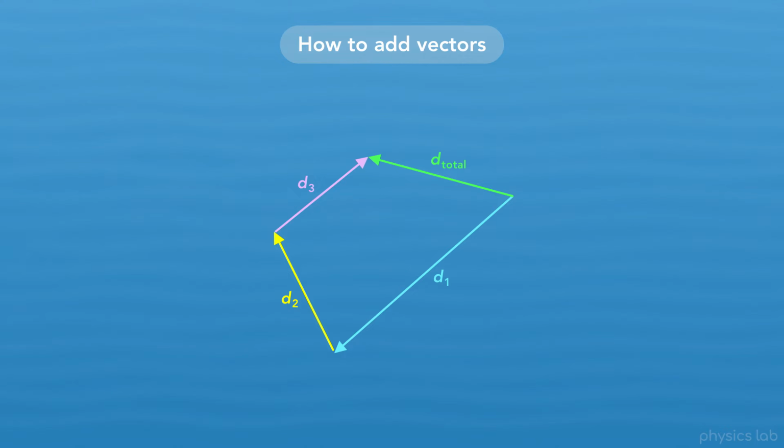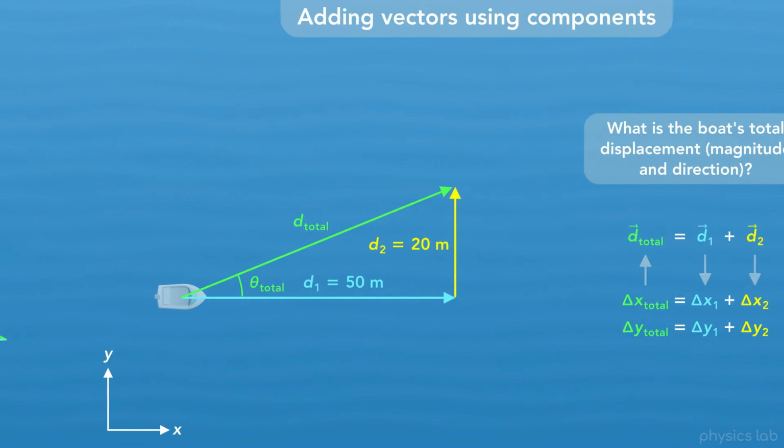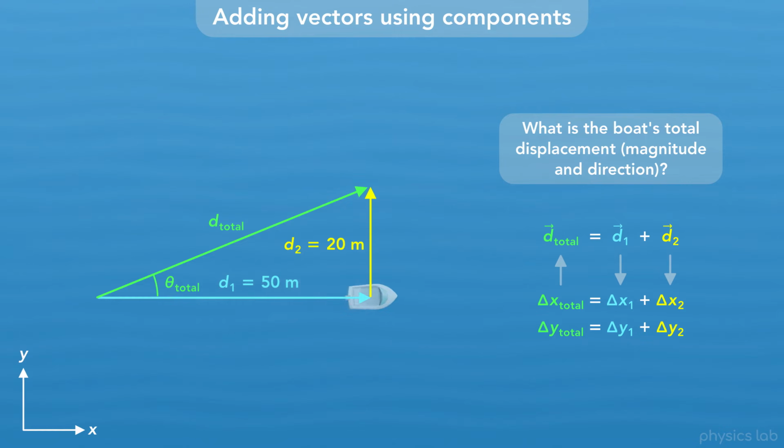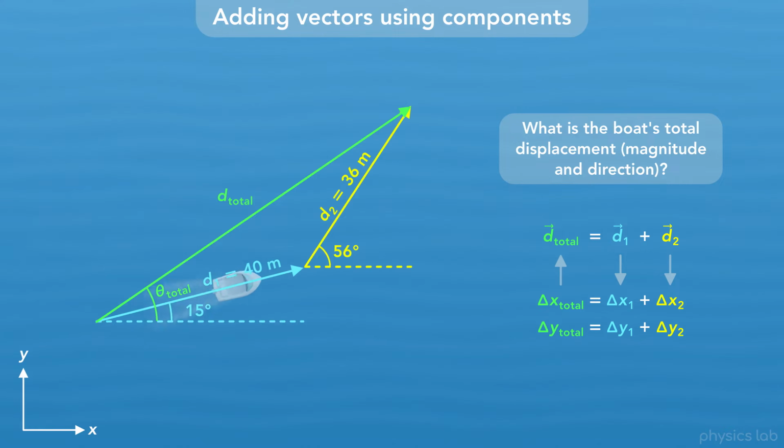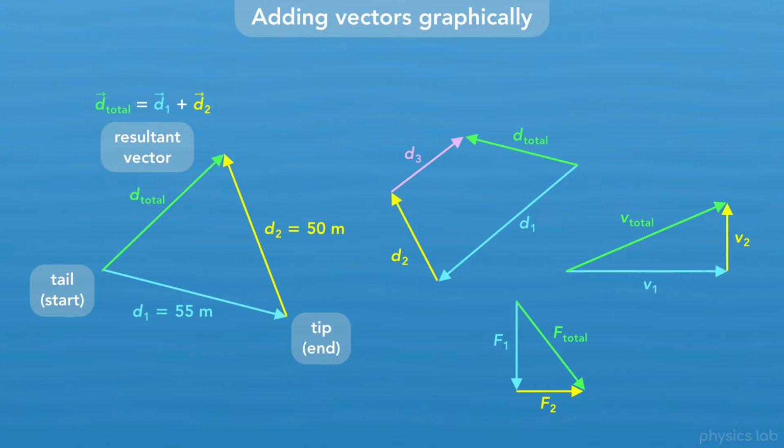Hey everyone! In this video, we're going to learn how to add vectors. We're going to use displacement vectors, but the same things apply when we add any type of vectors, like velocity, force, or momentum vectors later in the course. In the first example, we'll learn how to add one-dimensional vectors. Then in the second example, we'll add two-dimensional vectors. And the third example will include negative components and how to work with different types of angles. At the end, we'll learn how to add vectors graphically using the tip-to-tail method.